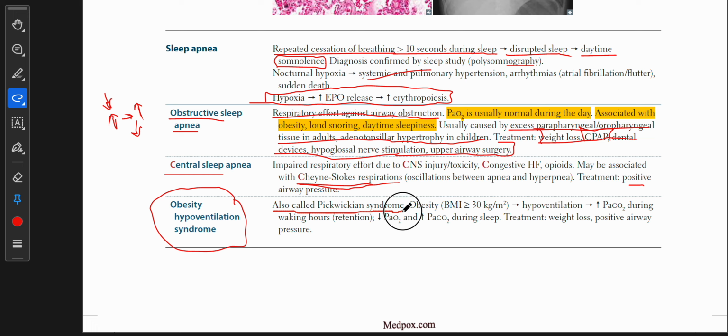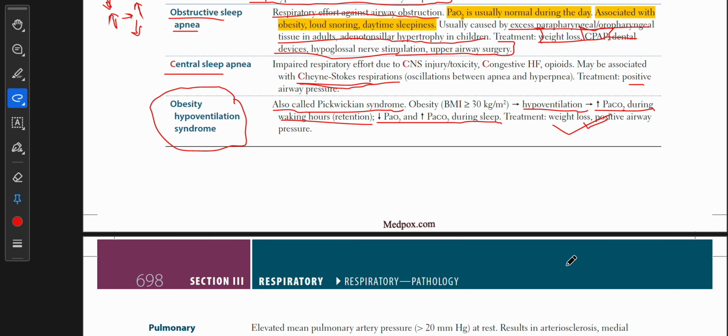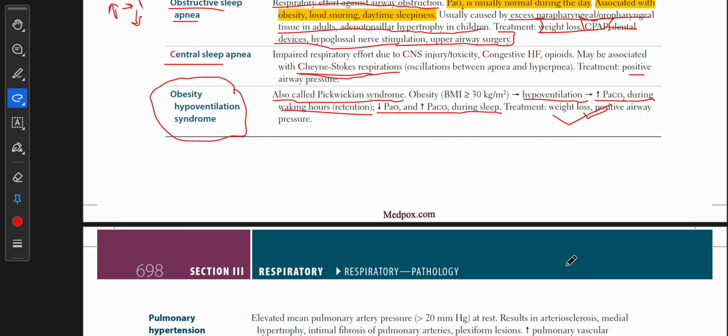And in a patient with obesity, a BMI greater than 30 kg per meter square will lead to hyperventilation, and that will lead to increase in partial pressure of carbon dioxide during waking hours, that is retention, and also decrease in partial pressure of oxygen and increase in partial pressure of carbon dioxide during sleep. So treatment is weight loss and positive airway pressure. So that is how we complete our sleep apnea too.